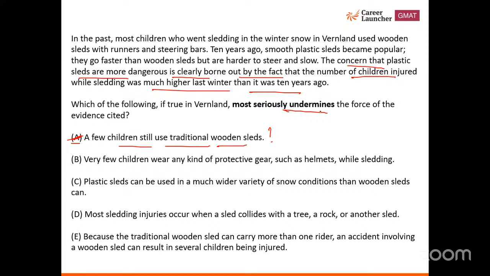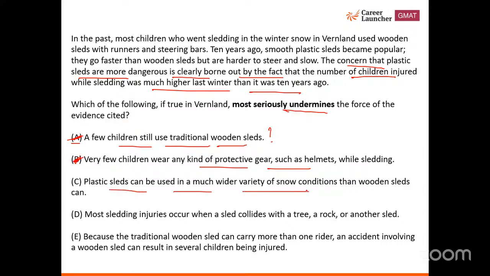By the way, few children wear any kind of protective gear. If they don't wear any kind of protective gear, that's true for everyone, guys. Doesn't matter, right? Plastic or wooden, it is irrelevant.